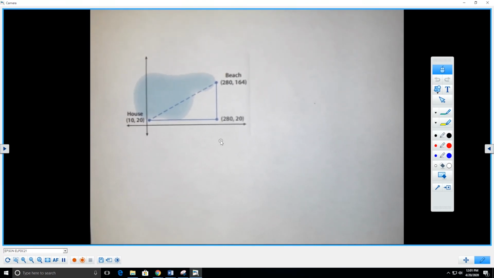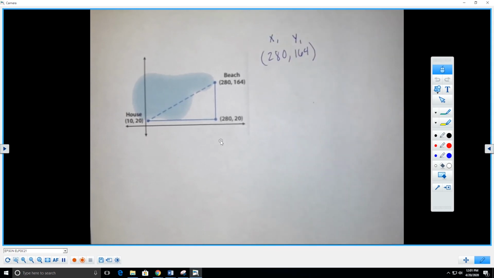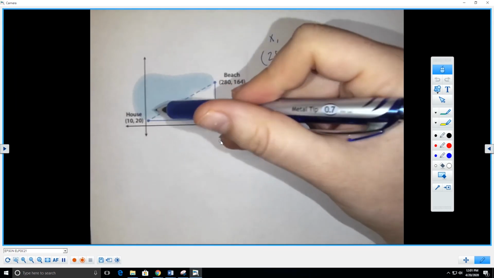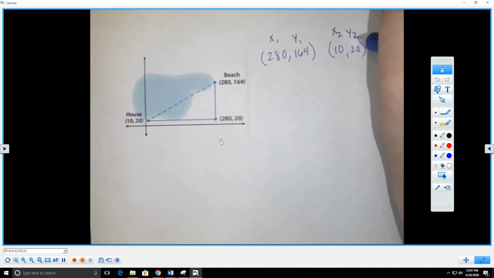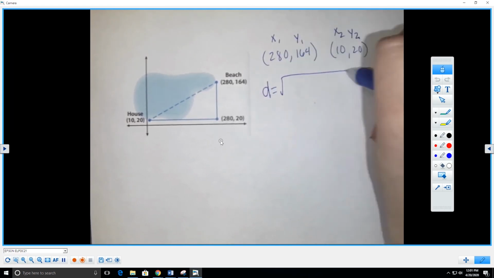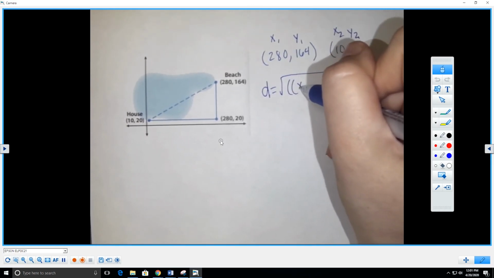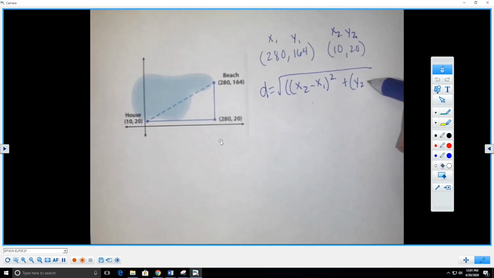So let's say that 280, 164 will be our x1 and our y1. And that means that 10, 20 is going to be our x2 and our y2. By substitution, we can use the distance formula to estimate the length of the hypotenuse like this. Write and follow along with me. So the distance equals the square root of x2 minus x1 squared plus y2 minus y1 squared.